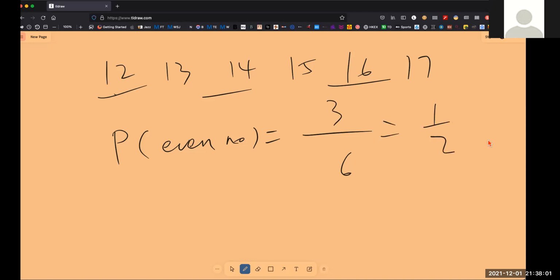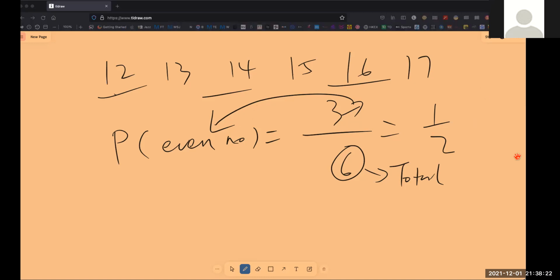Very good. Okay, so that's the way to find probability. Are you clear? So 6 is always the total. I mean, the denominator is always the total. You put the total in the denominator, and then the numerator is always what the question is asking. All right. Okay, good. Next.